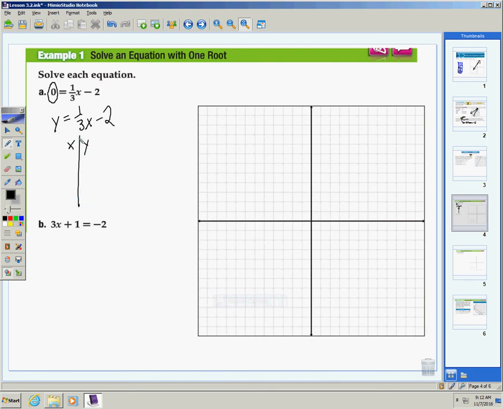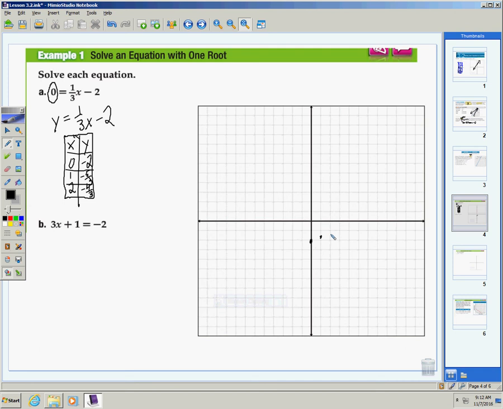I go 0, 1, and 2 for x. Then I plug in and find out what I get. When I have 0, I have -2. When I have 1, I have -5/3, because if I plug in 1 for x, I get 1/3 minus 2, which is -5/3. And for 2, I'd get -4/3. Then I just plot these points: (0, -2), (1, -5/3), (2, -4/3). Then I'd graph this.